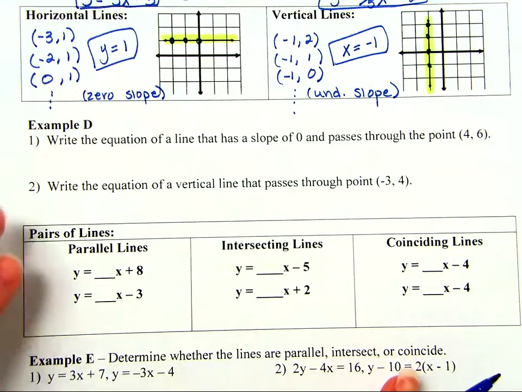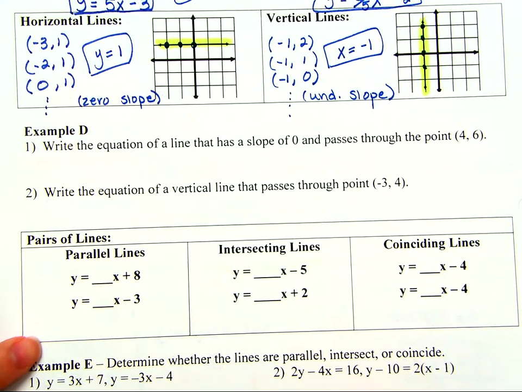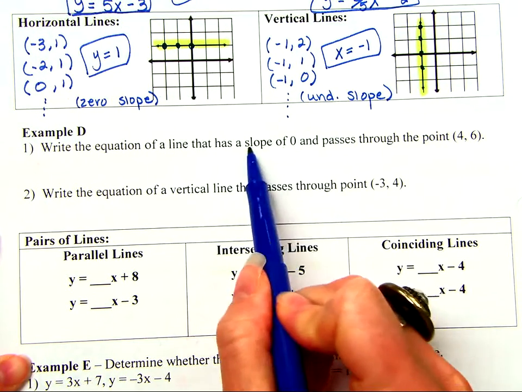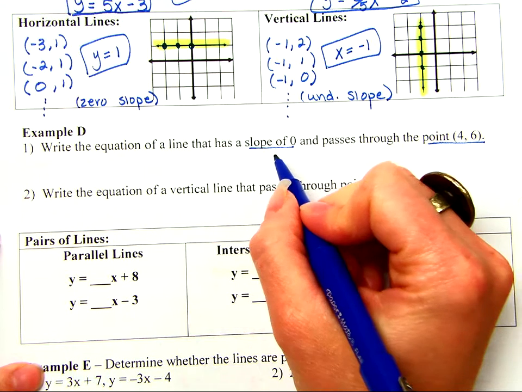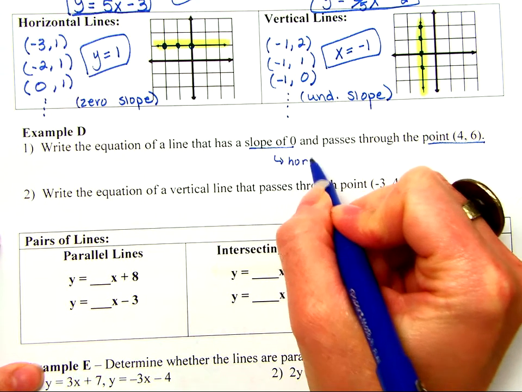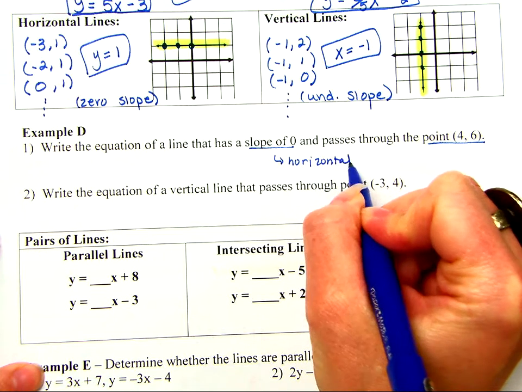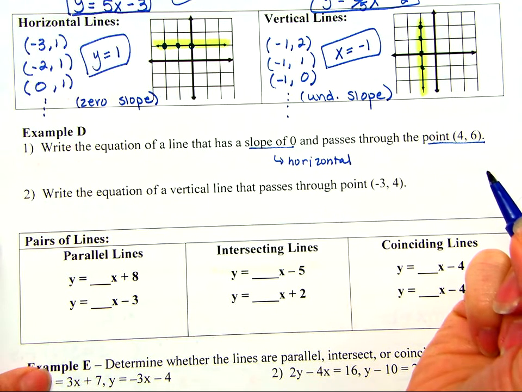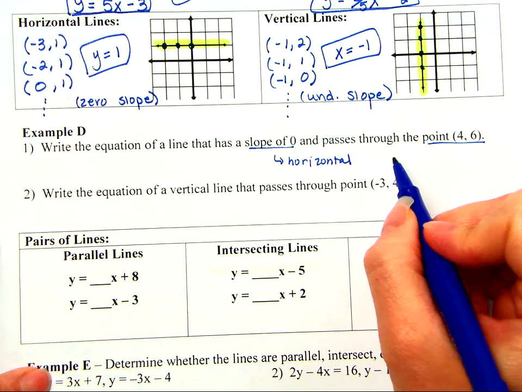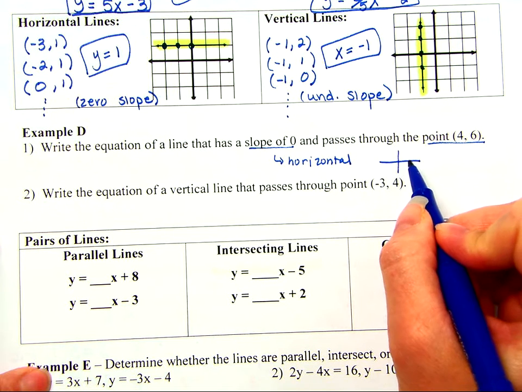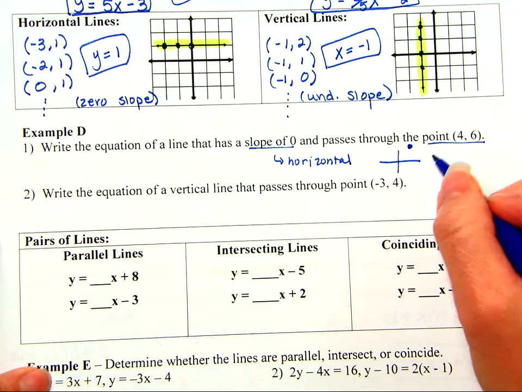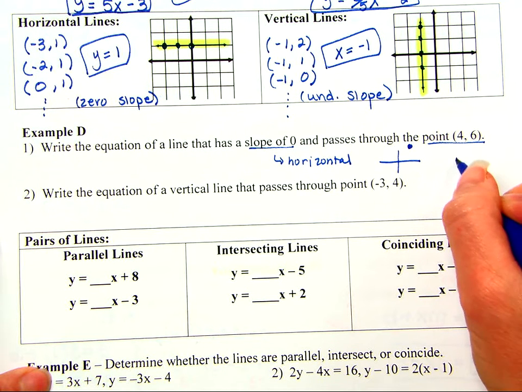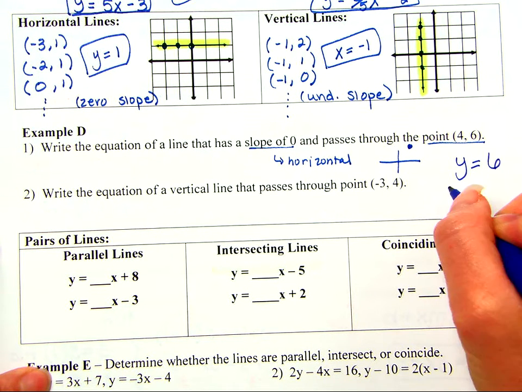So in example D, they ask me to write the equation of a line that has a slope of 0 and passes through the point 4, 6. Well, a slope of 0 is telling me that this is horizontal. And if it is a horizontal line and I'm thinking about the point 4, 6, over 4 up 6, I'm going to know I'm always going to be up 6 units. My equation would simply be y equals 6.